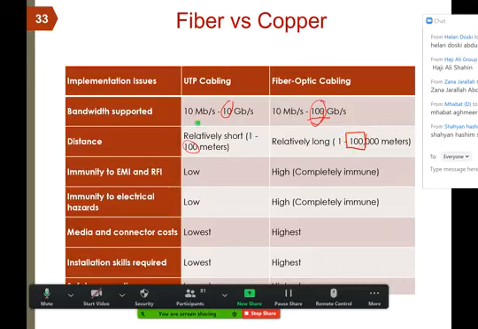Of course, as we said, the UTP is not immune to EMI and RFI, electromagnetic interference and radio frequency interference. But the fiber is almost completely immune actually, unless you go just terminals. Immunity to electrical hazards, because this is copper, so it can conduct electricity. The fiber is glass, which is an insulator, so it will not conduct electricity, so it's immune to electrical hazards.